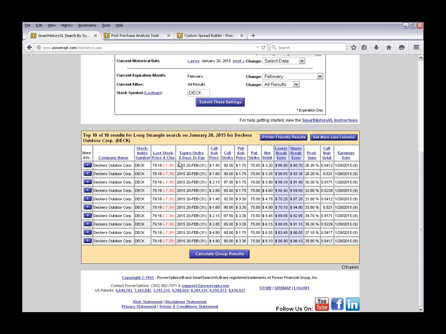So the stock's at 79.16, and we saw over an 18 or 19% drop, almost a 20% drop on Deckers in this position. So this strangle would have to be profitable, wouldn't it? Let's calculate group results and see. Remember, this was the 92.5-70 spread. And it's not at expiration yet, but we're just looking at where it is today.